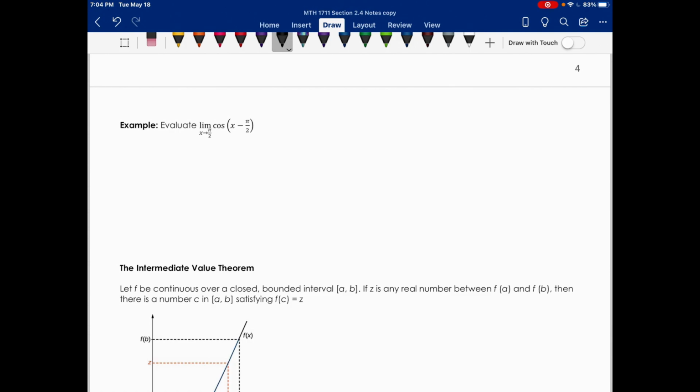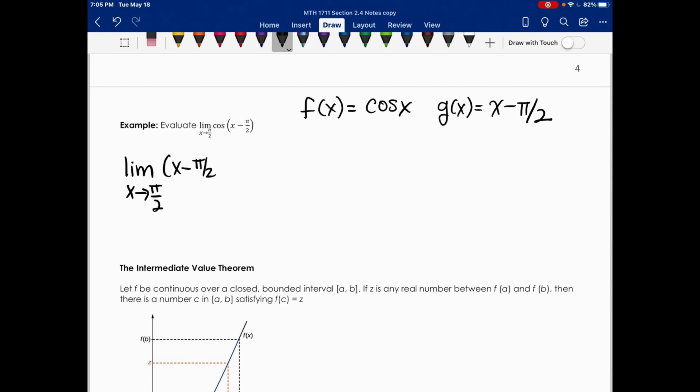Okay, so we have a composition function here. We have the outer function, which is cosine, and we'll call that our f of x. And then we have the inner function, which is just a linear function, x minus pi over 2. So if we look to see what the limit of the inner function is as x approaches pi over 2, we get 0. So the limit for the inner function exists.